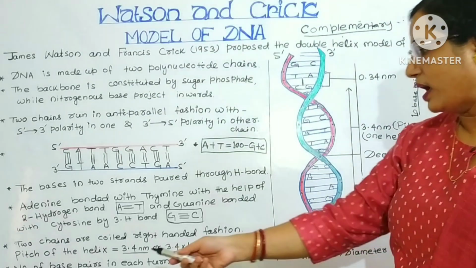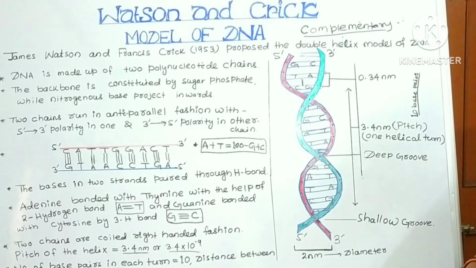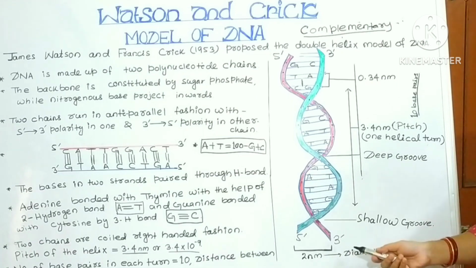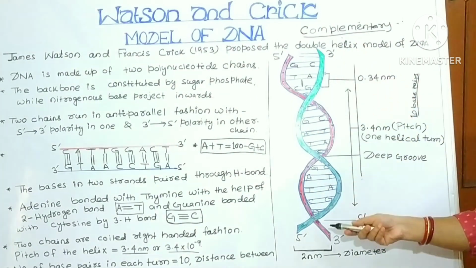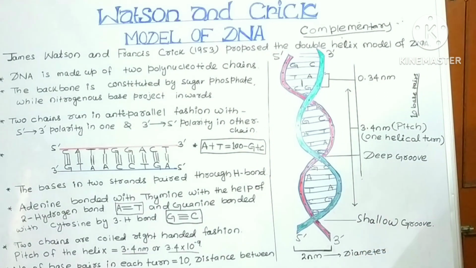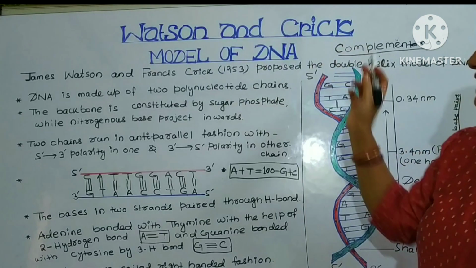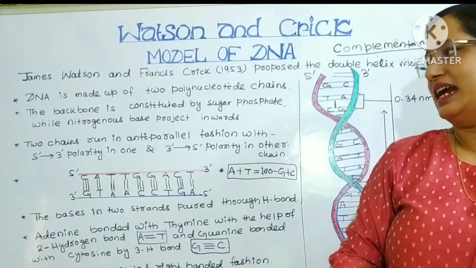Okay, one base pair stacked over the other, in addition to hydrogen bond, provides the stability to the double helix. Okay, and the diameter of a double helix DNA is 2 nm. Okay. So, this is all about the Watson and Crick model of DNA, which is very easy to understand and very easy to write also.